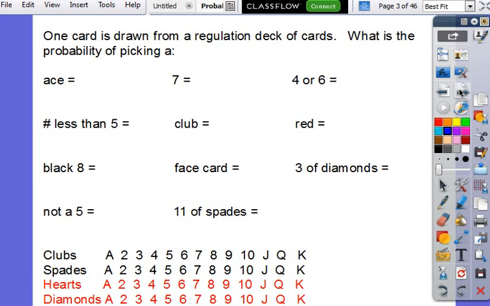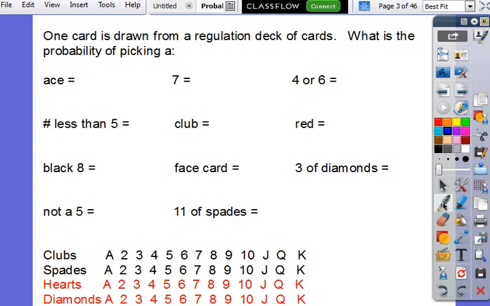All right, this one is talking about a deck of playing cards. If you look down at the bottom, there are all the possible cards you could have. You've got your 4 suits: clubs, spades, hearts, and diamonds, from ace all the way up to king. For our purposes, whenever we talk about ace, we're going to pretend it's a 1. Everybody got that? Ace is a 1 for us.